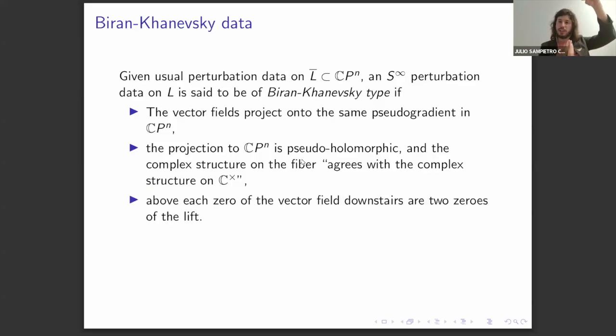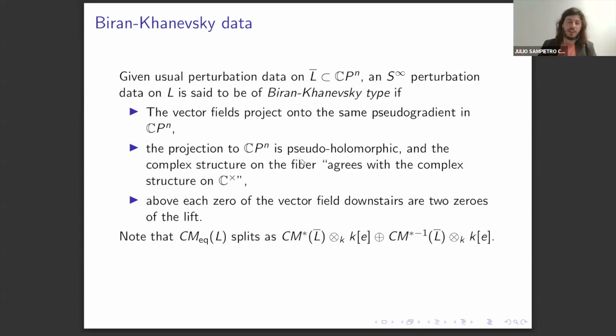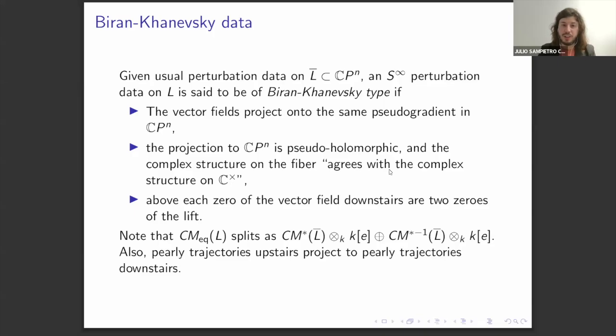And above each zero of the vector field downstairs, I have two zeros of the lift. I'm going to show a picture, but note two things. By the second condition, the equivariant chain complex of L is going to split as two copies of the chain complex, because above each zero, I have two zeros. So I'm going to have one that's shifted by one because it's going to have a higher index because it lives in a higher dimensional space. And the other one is going to have the same index. Obviously tensored with K adjoint E. And note that our conditions imply that pearly trajectories project to pearly trajectories. And this is going to be really important.